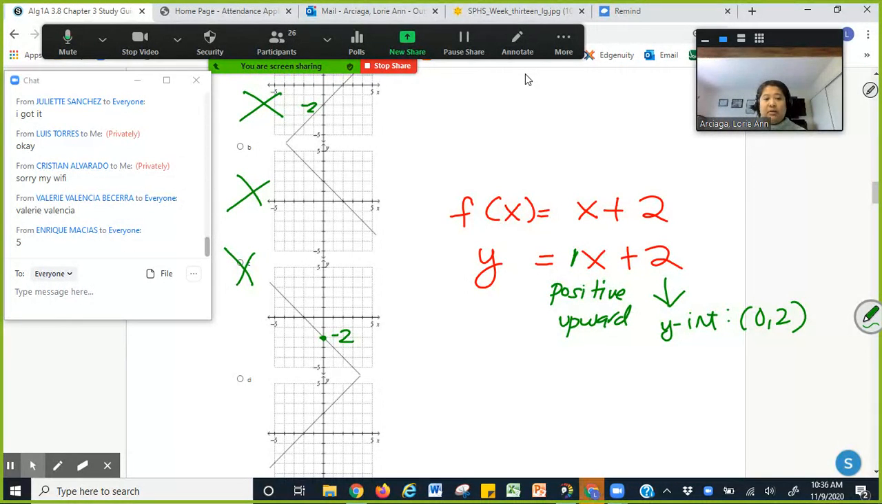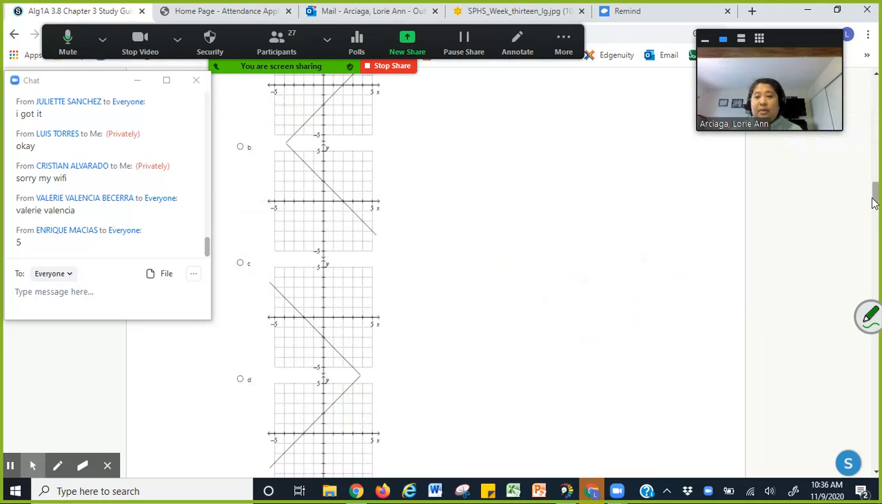Okay. So the correct answer must be letter D, because you're crossing the y-axis at 2 and the slope is positive, so it's going upward. Okay? So learn how to use your hacks. Even if you don't know all the steps, if you understand the concepts, they should help you find the right answer. Okay, next.